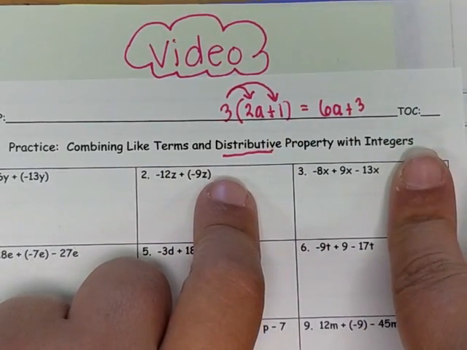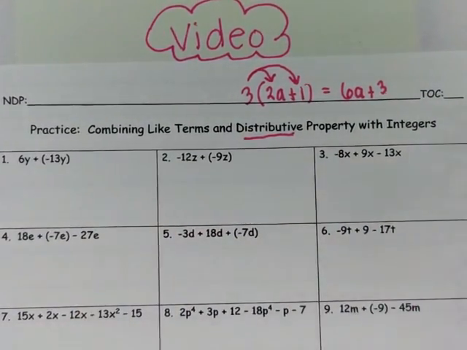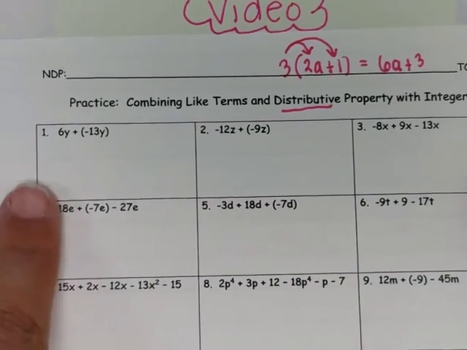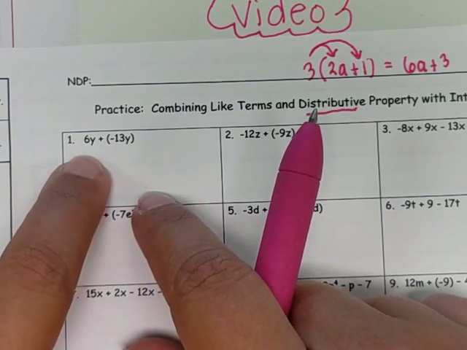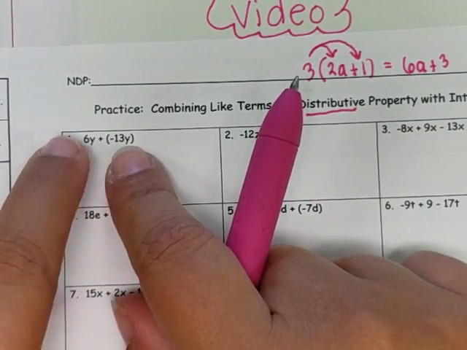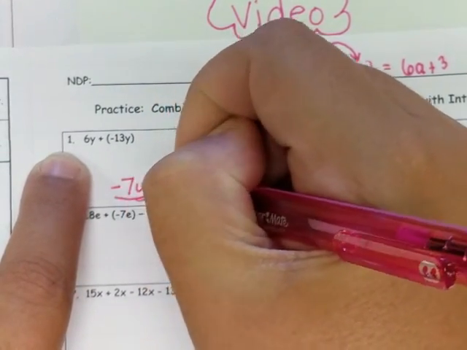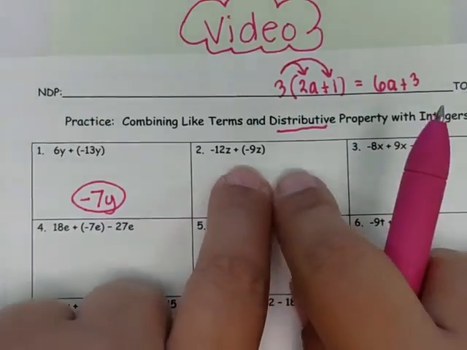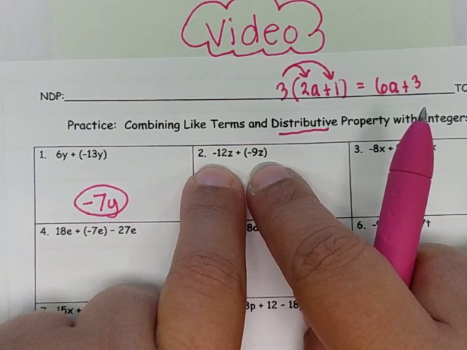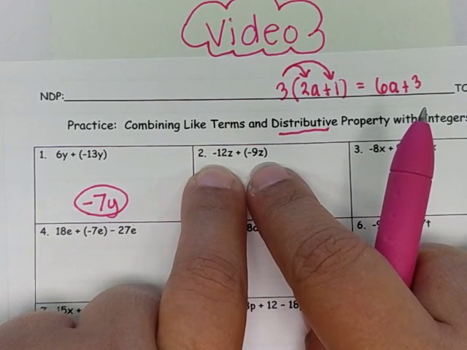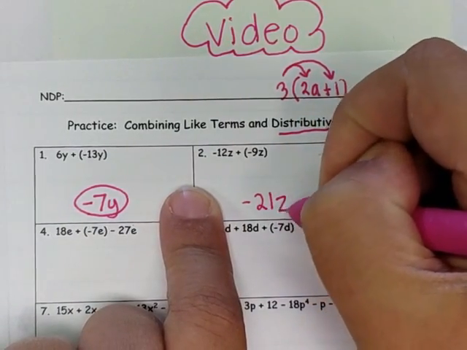And then integers, remember integers are positive and negative whole numbers, so please notice how these are starting to get a little bit more complicated than the previous page, so be very careful. So for example, number 1, 6y plus negative 13y. Well, we know that these can be combined because they are like terms, but this is positive 6 and that's negative 13, so that's going to give me negative 7y. Here, I've got negative 12z plus negative 9z, so they're both like terms, and since I'm adding the same sign, I'm going to find the sum, so I get negative 21z.